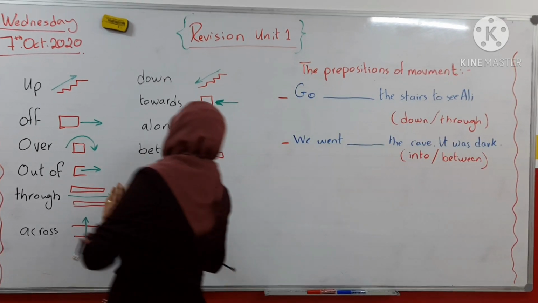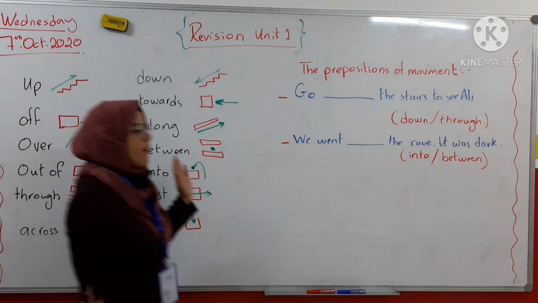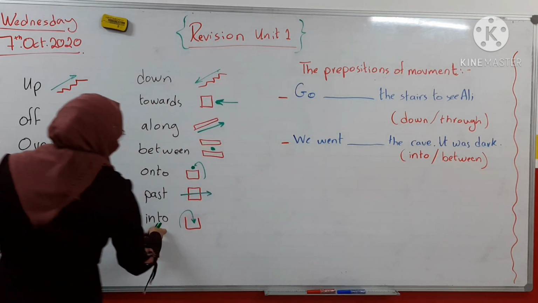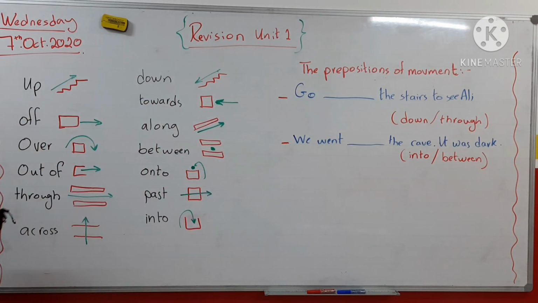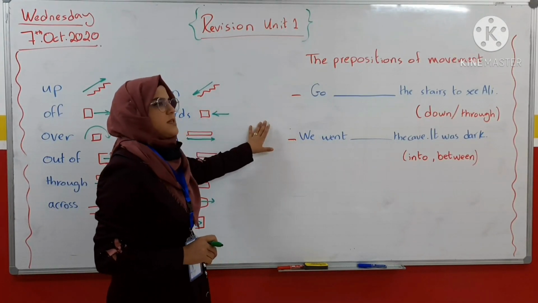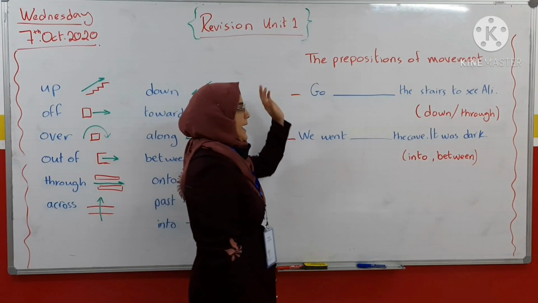But past means I pass by. Okay? So I stand here, for example, and I walk past the board, I pass the board, okay? Into, inside: I get into the room. Okay, so now let's answer these two exercises about the prepositions of movement, okay?